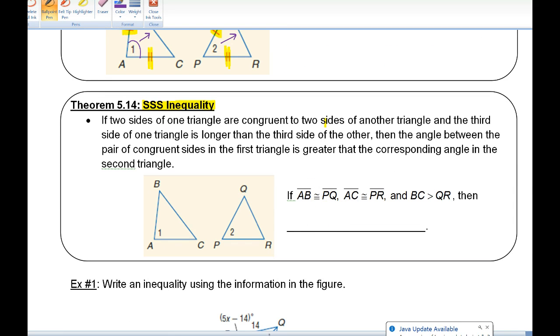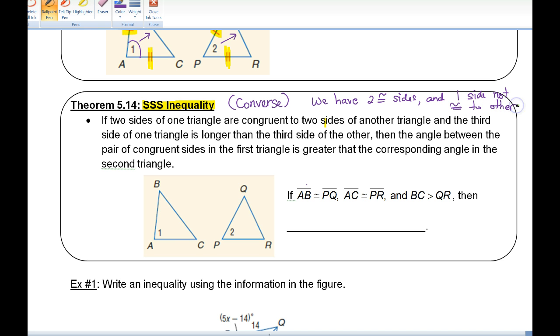Side, side, side inequality is basically the converse. So this is when we have two congruent sides and one side not congruent to the other. Okay, so here's my picture. I'm going to say AB is congruent to PQ and AC is congruent to PR. So again, we have two sides of one triangle that are congruent to two sides of the other.